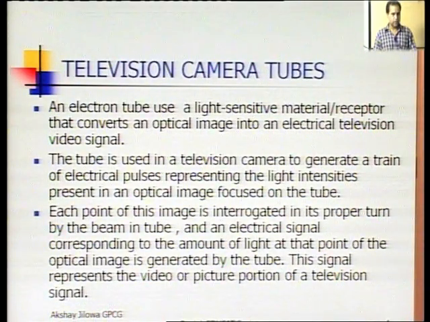So, whatever scene is being focused on the camera tube, the brightness level reflected from a particular point of that scene appears on the face of the camera tube, and depending upon that light intensity, a corresponding electrical signal is generated, and that electrical signal is considered to be the video signal corresponding to that particular area of the picture.